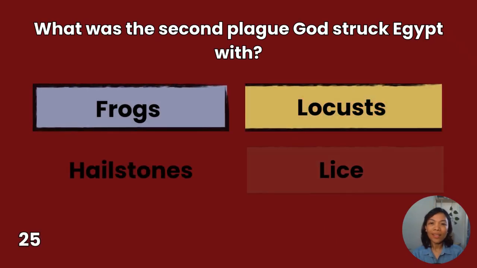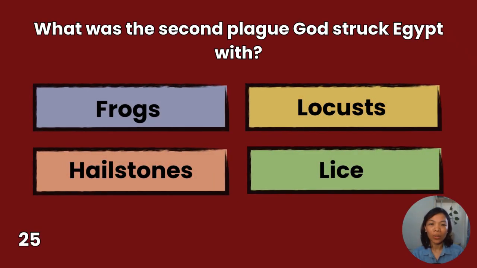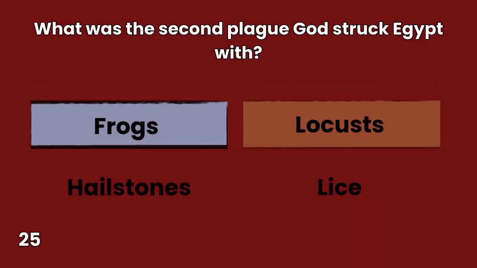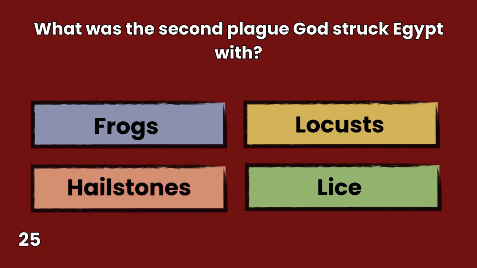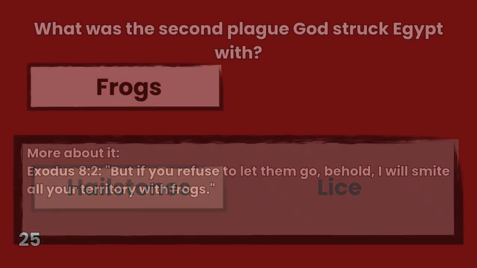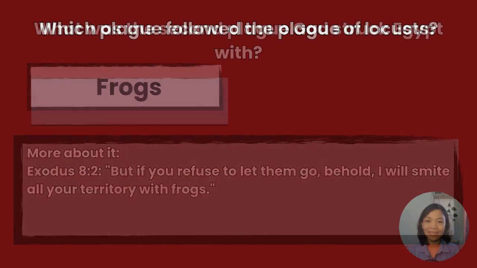25. What was the second plague God struck Egypt with? Frogs, hailstones, locusts, lice. You have 10 seconds to answer. The answer is frogs, Exodus 8:2. But if you refuse to let them go, behold, I will smite all your territory with frogs.